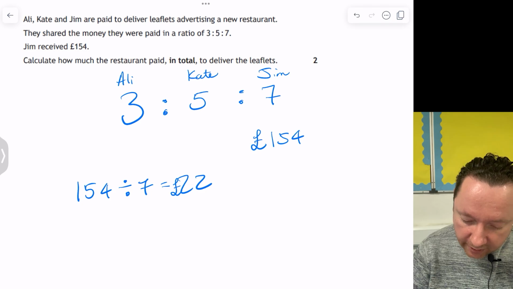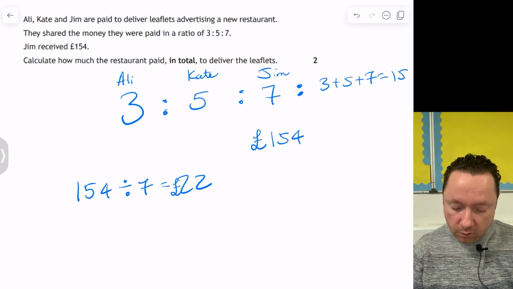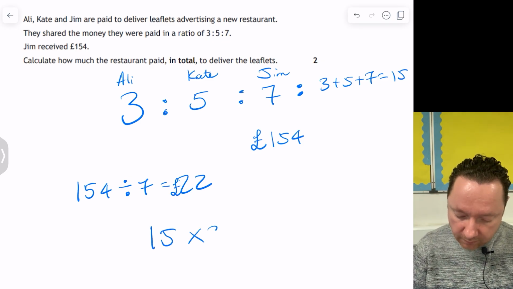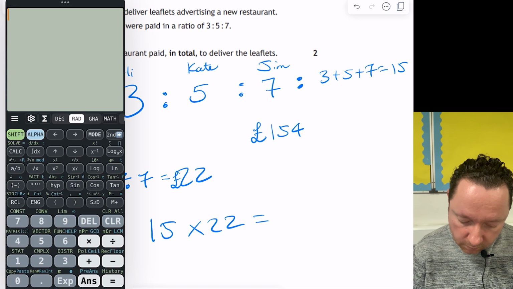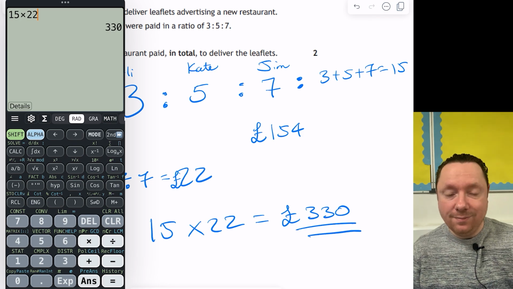And now adding the ratios up because I want the total. 3 plus 5 plus 7 is 15. So the restaurant will pay in total 15 lots of 22. 15 times 22, £330, and we're done there.